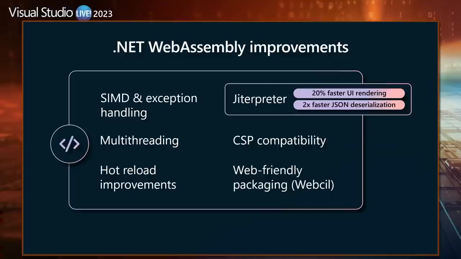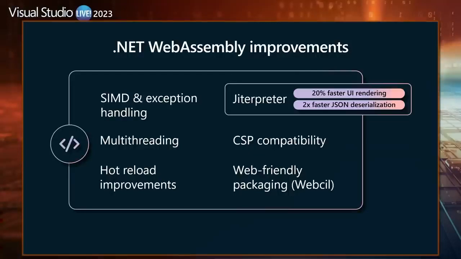We are working to preview multi-threading support for Blazor WebAssembly in .NET 8. The PR is out for that right now. It's looking like that might still stay in preview for .NET 8, but it will be available. You will be able to create a Blazor app, enable multi-threading, and use it. It just might not be fully stable yet because there's complexities with doing multi-threading inside of a browser. But it's coming.